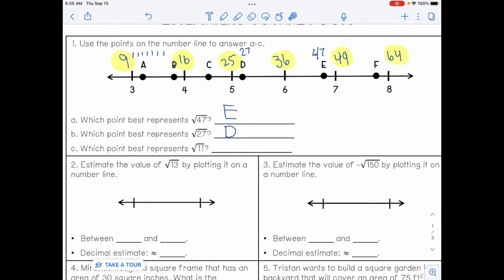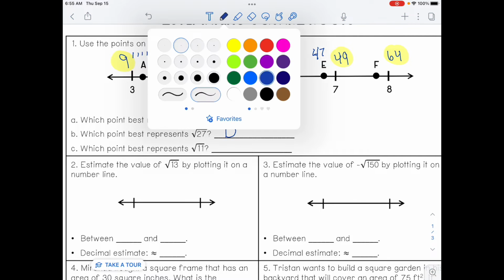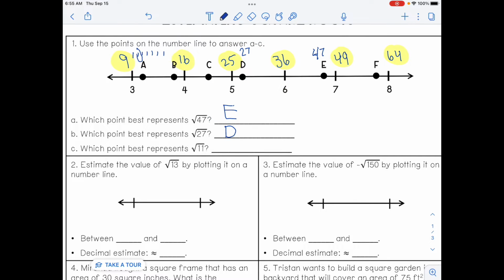So again, 9, 10, 11. The 11 falls right here. So it's closer to 9. So it's A, not B.